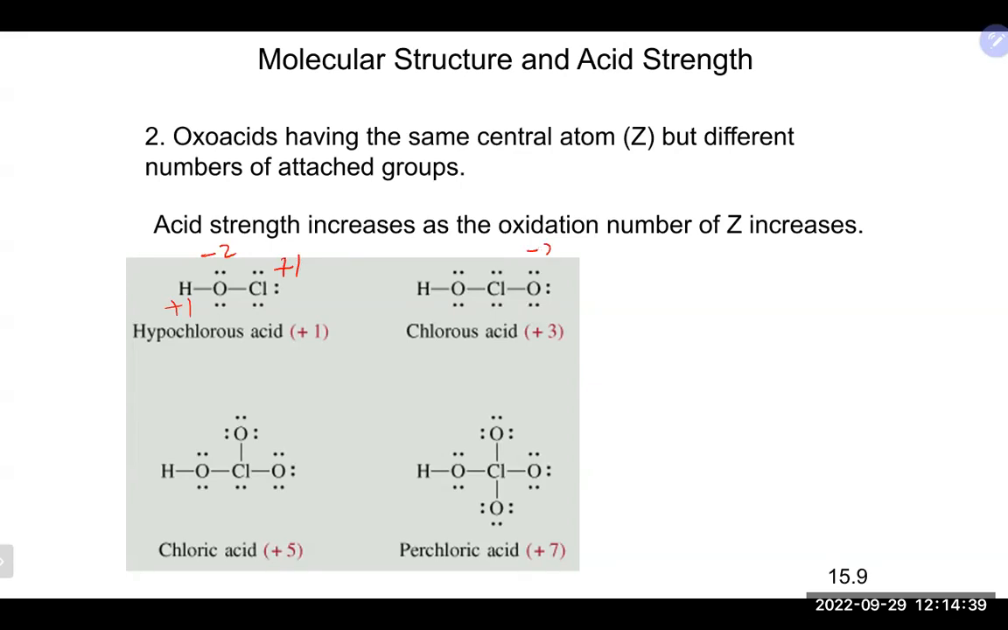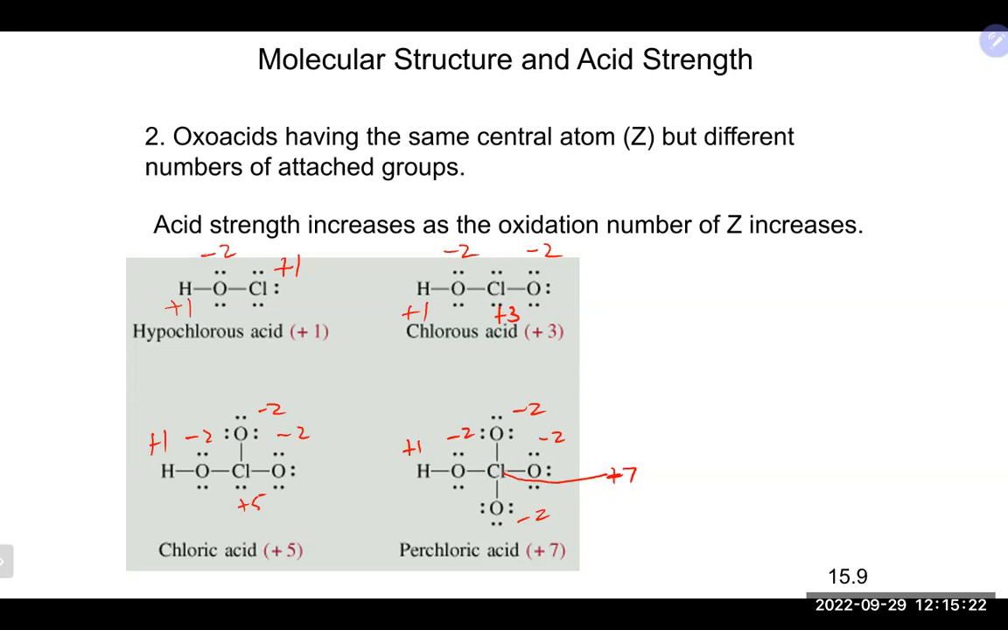Over here, that is -2 for the oxygen, -2 for the oxygen, +1 for the hydrogen. That is -4 and +1 is -3. The chlorine here is taking on a +3 persona. This is the one we just did, -2, -2, -2, and +1, giving us our +5. And now perchloric acid, -2, -2, -2, -2, and +1. That's a -8, and a +1 is a -7, which means to balance it out, our chlorine is taking a +7 oxidation state in this particular case.